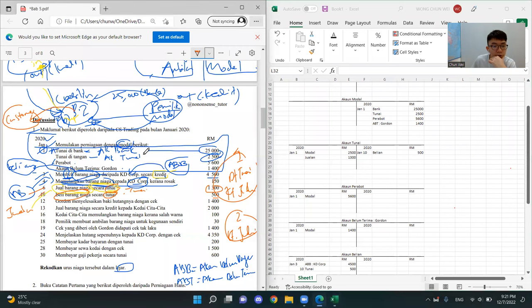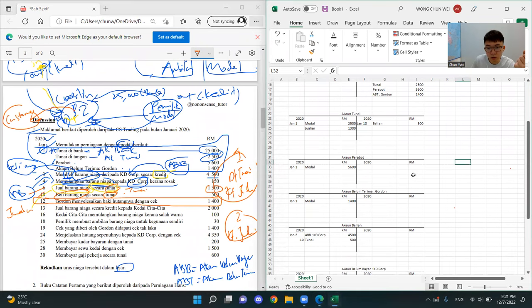500. Okay, done for 10. We go 12. Gordon menyelesaikan baki hutangnya dengan cek. Who is Gordon? Kenapa suddenly ada Gordon keluar ke sini? If you look back, actually just now we already opened satu account belum terima for Gordon.